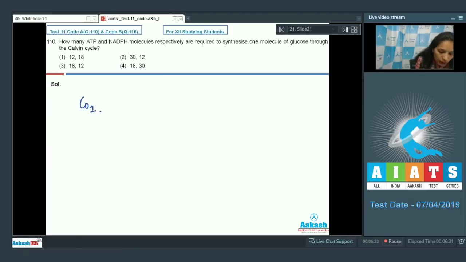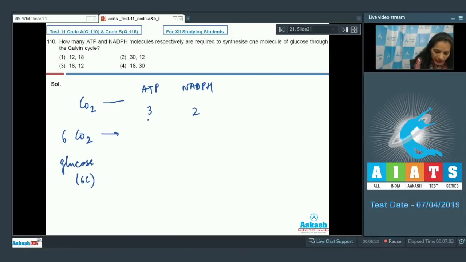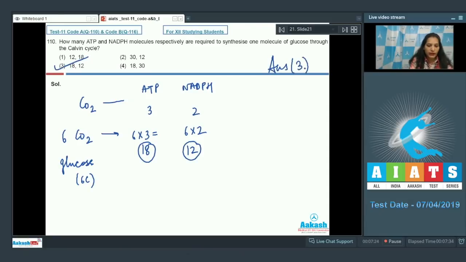For one CO2 molecule to be fixed through the Calvin cycle, the number of ATP molecules required are 3 and the number of NADPH molecules are 2. If we want to fix 6 CO2 molecules to generate glucose, as glucose is a 6 carbon molecule, then for 6 CO2 molecules to be fixed, 6 into 3, 18 ATP molecules, and 6 into 2, 12 NADPH molecules. So the correct option for the given question is option number 3. Let's move to the next question.